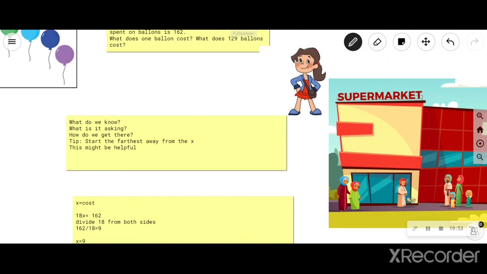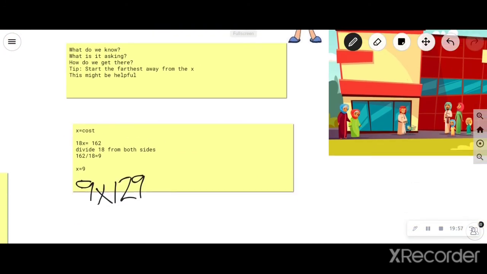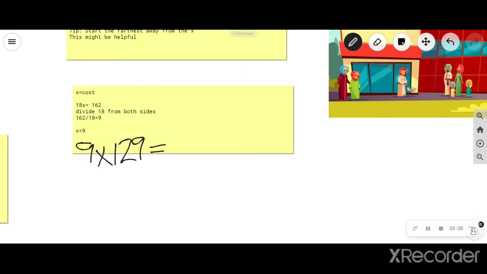Just making sure it's okay. Let me explain it one more time just so that it makes sense. 9 is the cost for one balloon. 9 times 1 would equal one balloon. 9 times 2 would equal 2 balloons. So 9 times 129 would equal 129 balloons. And 9 times 129 would be 1,161.